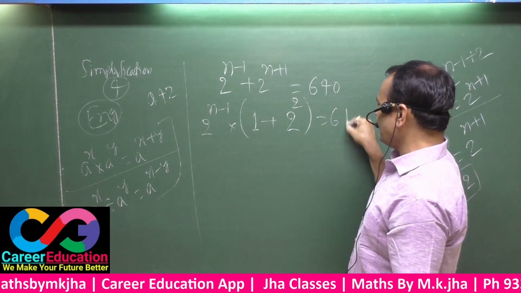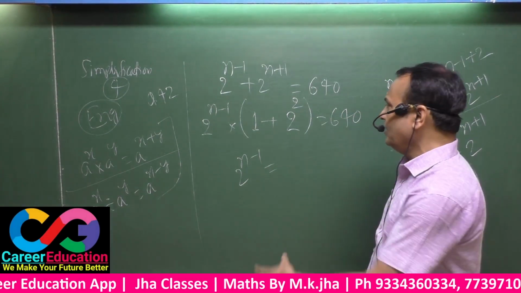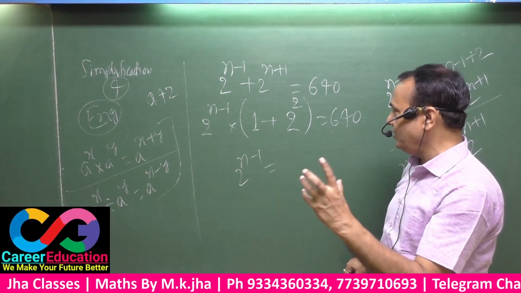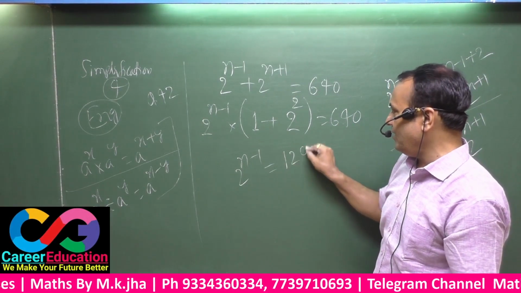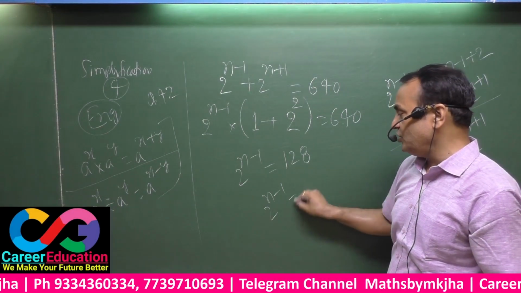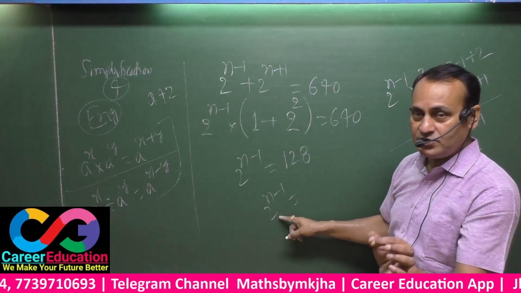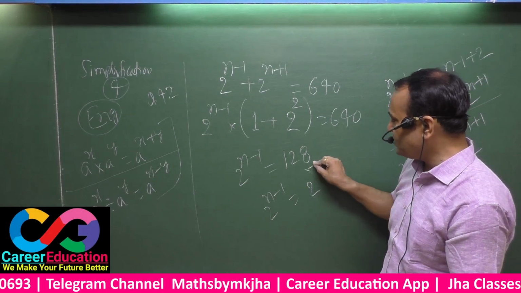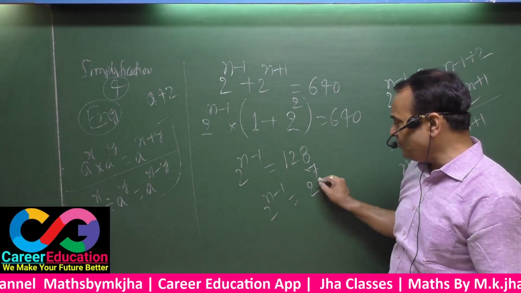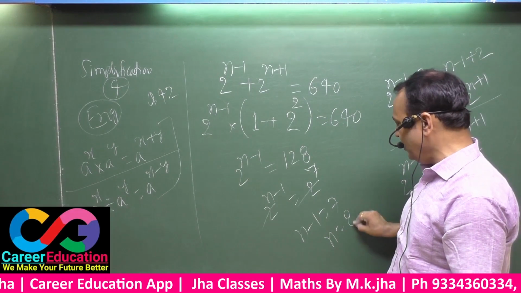That means 2 power n minus 1 equals, see here, I am calculating verbally, this is 5, this is 5. 5 must divide 640, 5 twelves and 5 eights, that means 128 times. Now 2 power n minus 1 must be a power of 2, as the base is 2. That means 2 power 6 is 64, 2 power 7 is 128. The base will be cancelled, n minus 1 will be 7 and n will be 8. This is your final answer.